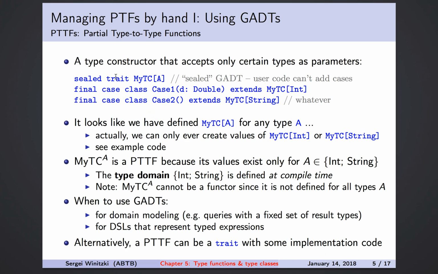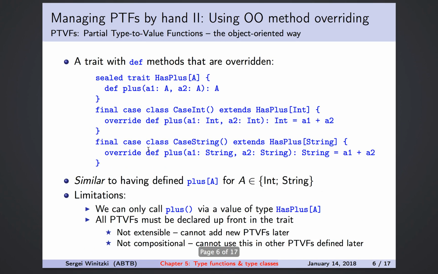So this is our first example of a partial type function. Another way of doing this is to have a trait with code. Now, here this is just a data type. There's no code in here. So let's see how that works when you have a trait with code. That's more the object-oriented way, because it uses method overriding. So we start with a trait that has a method.